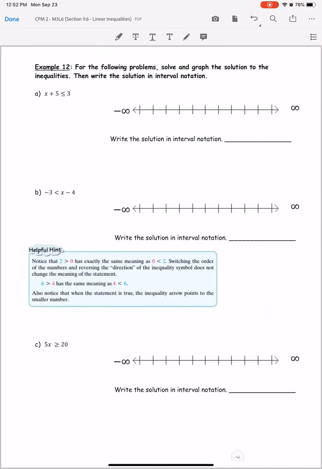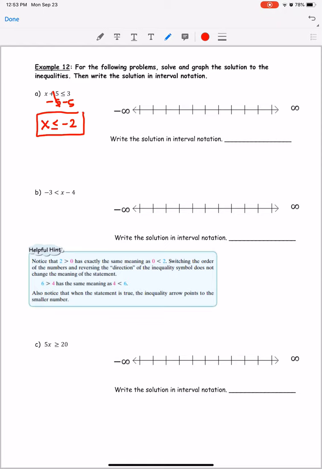This first one, solve this. So to get x by itself, you're just going to subtract your 5. So we're going to bring down x, less than or equal to. And 3 minus 5 is -2. So that is me solving it.